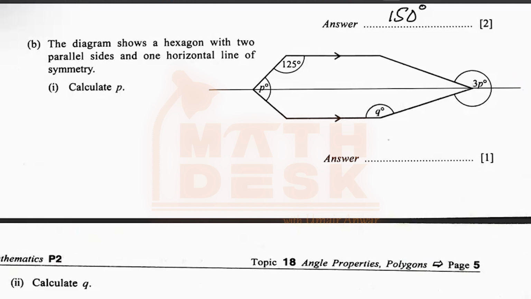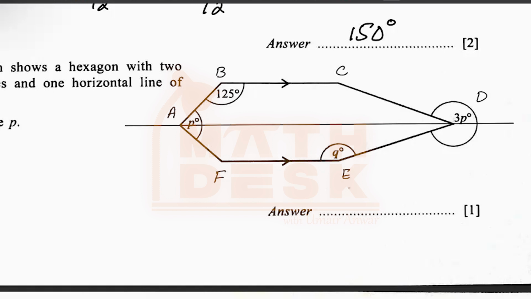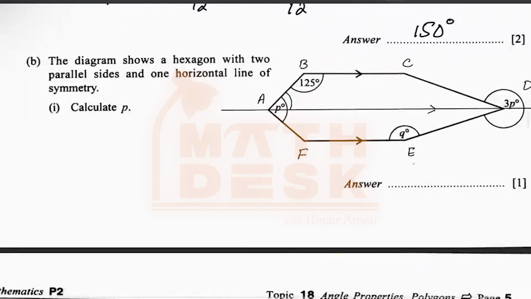Calculate P. Now we need to calculate this angle P. We can say that the line that we have drawn is also a horizontal line. So this line has broken this whole angle P into two equal parts. And since these two lines are parallel, this angle and this angle would become the interior angles. So we can use this relation to find the value of P.